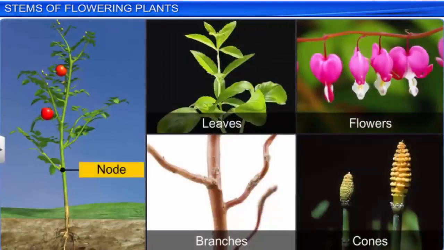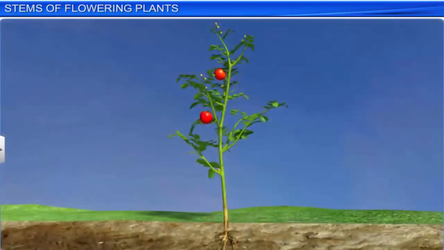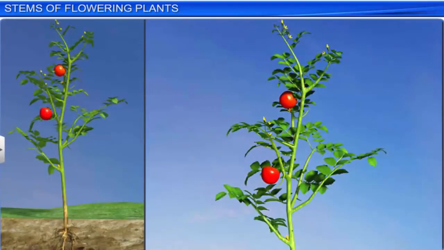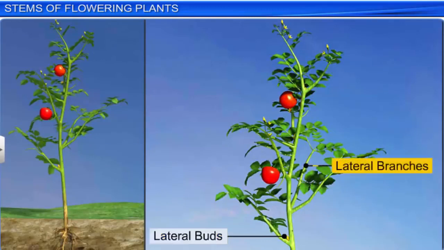A node is a region from where leaves, flowers, branches or cones emerge, while an internode is the portion between two nodes. As the stem grows, many lateral buds emerge, which grow into lateral branches. These branches further develop other lateral shoots called twigs or branchlets.